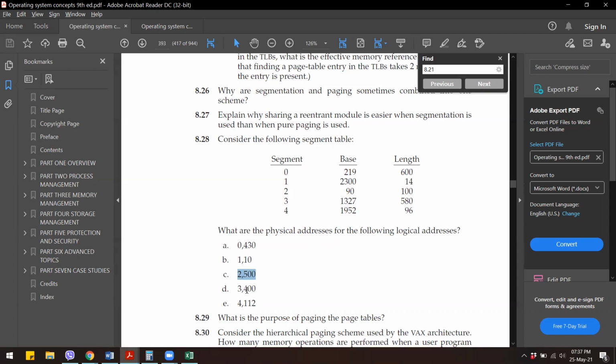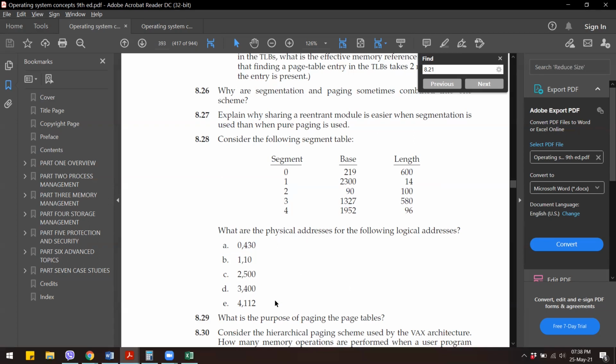What about for part D? So this is 400 and this is 580, so that is valid. So to get the physical address, we'll go to segment number 3 and add 1327 to 400. Then for part E, the size is 112 and that is again greater than 96. So again, this particular logical address is not valid. Okay, so I have shown for A, B, and C. You can do for part D and part E.